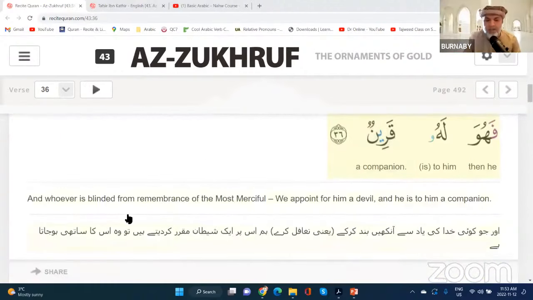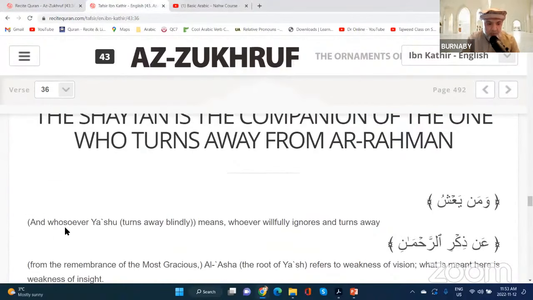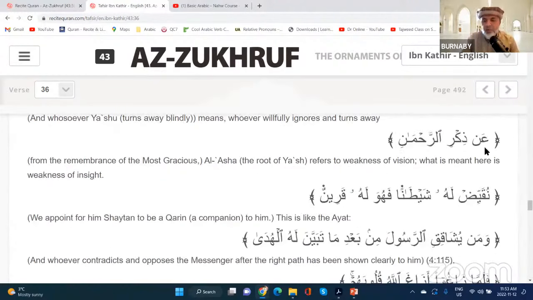So, and whoever is blinded from the remembrance of the most merciful, we appoint for him a devil, and he is to him a companion. So we should seek Allah's protection. A'udhu billahi minash shaitani rajim. Now, quickly look at this. And whosoever yashu turns away blindly, meaning whoever willfully ignores and turns away from what? From the remembrance of the most gracious, Allah subhanahu wa ta'ala.